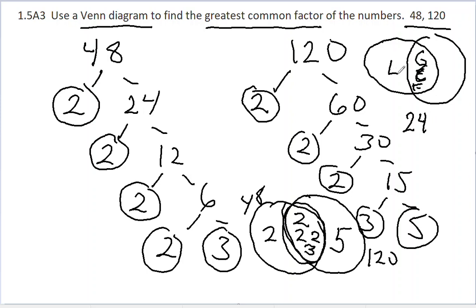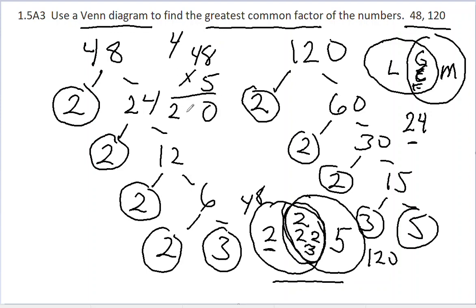If we were doing the LCM, it's the product of all the numbers in the Venn diagram. So the 24 we could take times 2 and get 48, times 5, and we would get 240, which would be the least common multiple.